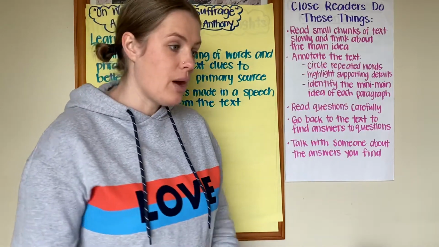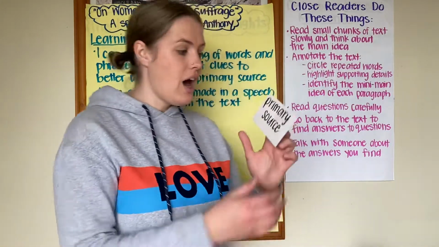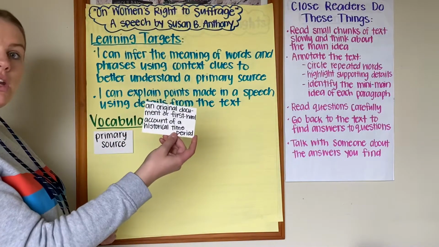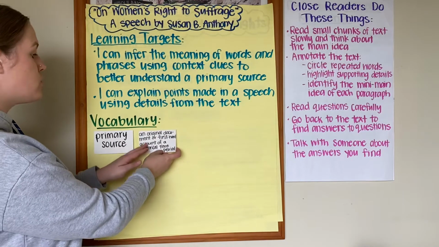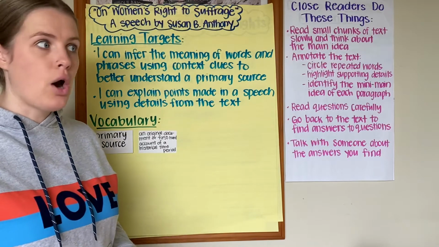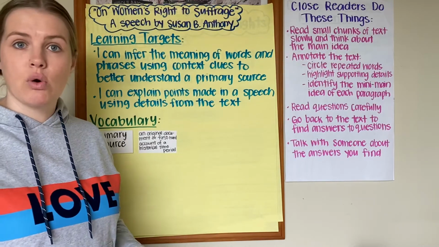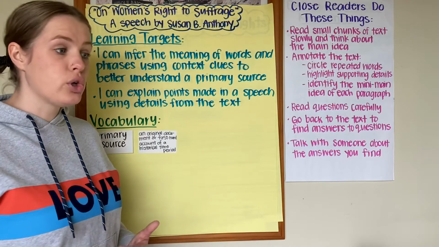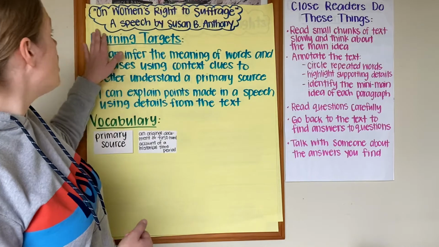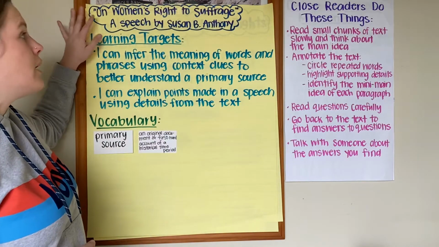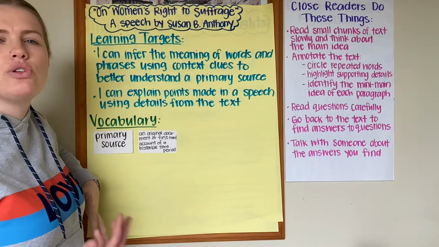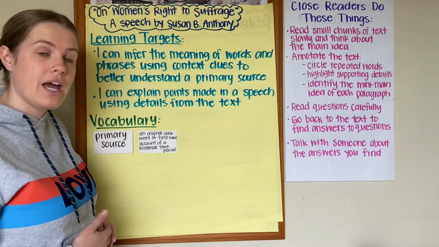This makes it called a primary source. Okay? A primary source is an original document or first-hand account of a historical time period. Some other examples of primary sources are audio recordings, video recordings, diary entries, journals, letters, photographs, and speeches. Today we'll be reading a speech called On Women's Right to Suffrage by Susan B. Anthony.